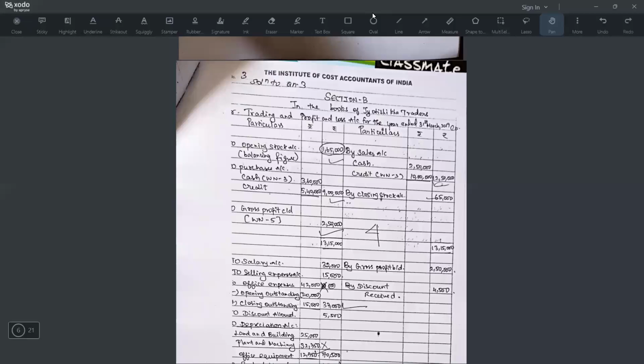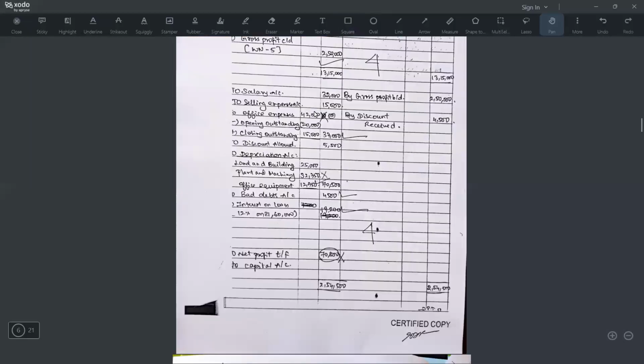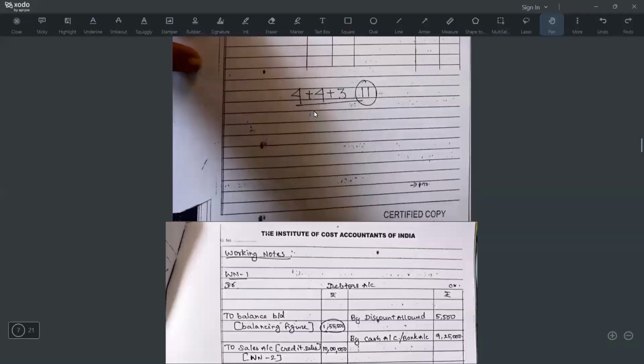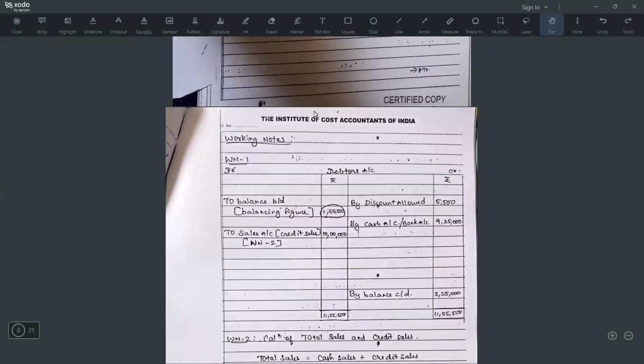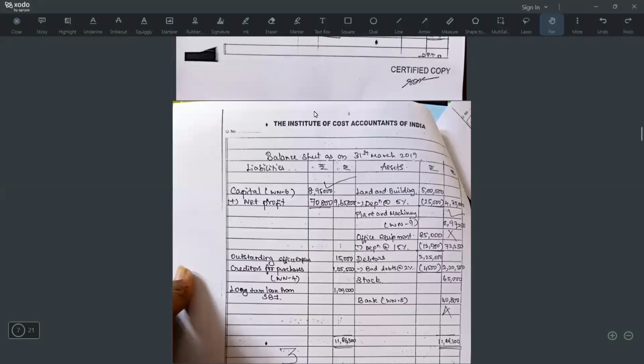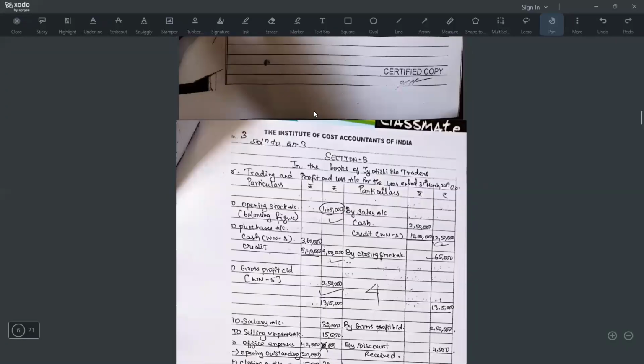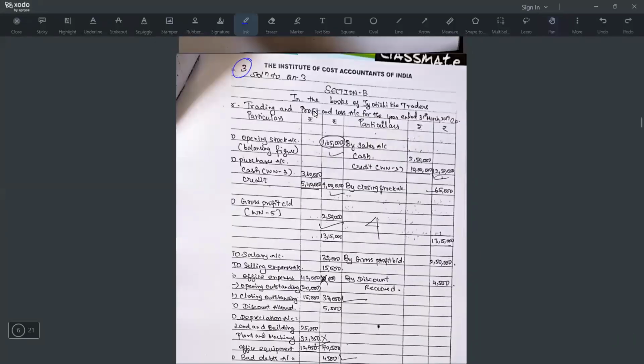always prepare a format. First page is for trading and profit and loss account, and the next one is for balance sheet. And from the next page onwards, you start with working notes. Okay, always write the question number. Here, question 3 and solution to question 3. Again, you repeat it two times and you will write section B. You will write in the books of whichever person you are doing. Debit, credit you should do. Trading and P&L account, for that you will leave the entire page.